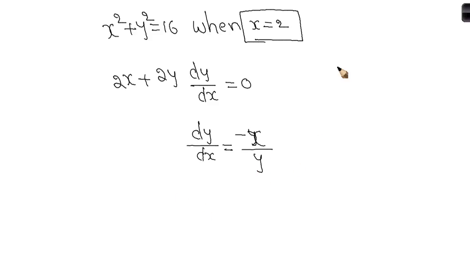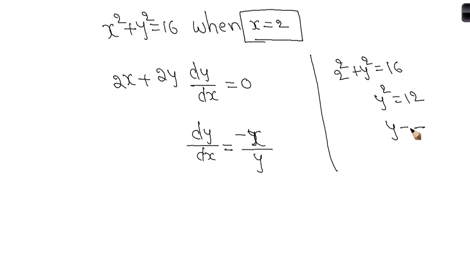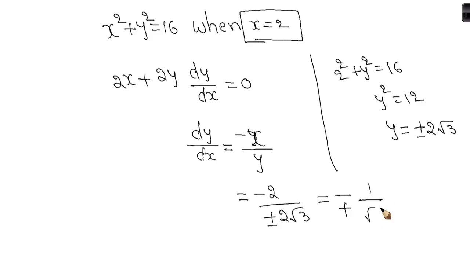So if x is equal to 2, what is the value of y? 2 square plus y square is 16, y square is 12, means y is plus or minus 2 root 3. So dy by dx is minus 2 by plus or minus 2 root 3. So you get minus or plus 1 upon root 3. So you get two values when x is equal to 2.